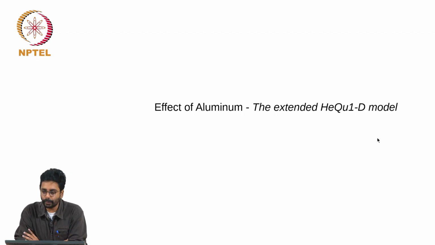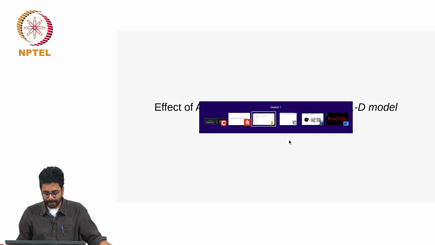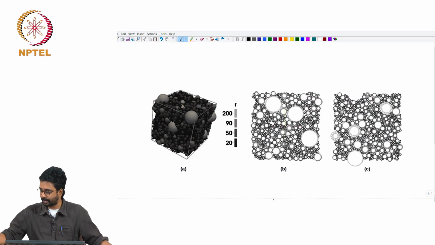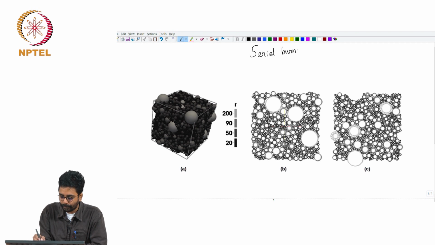Okay, let's continue with the discussion of composite solid propellant modeling. What I want to discuss now is how to account for the effect of aluminum addition in composite solid propellants. Before I go into the details of the model, I will just give a quick recap of the basic modeling approach that is being used, which is a serial burning approach.